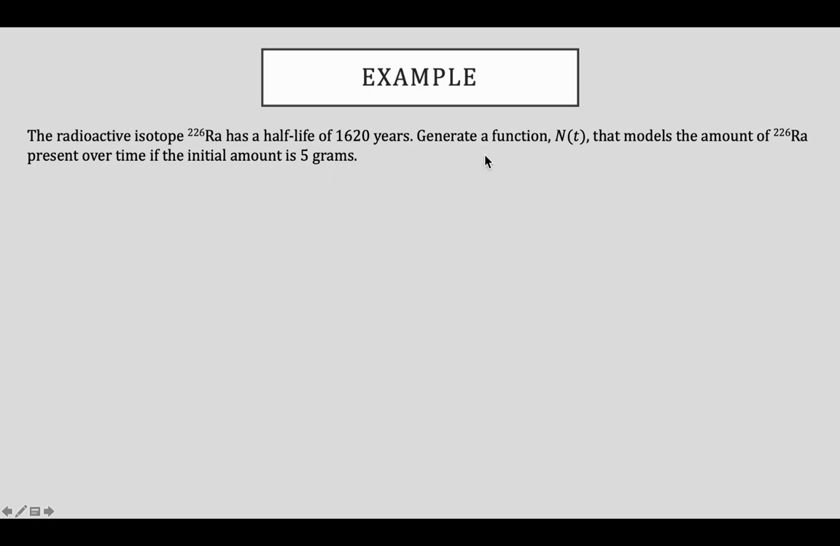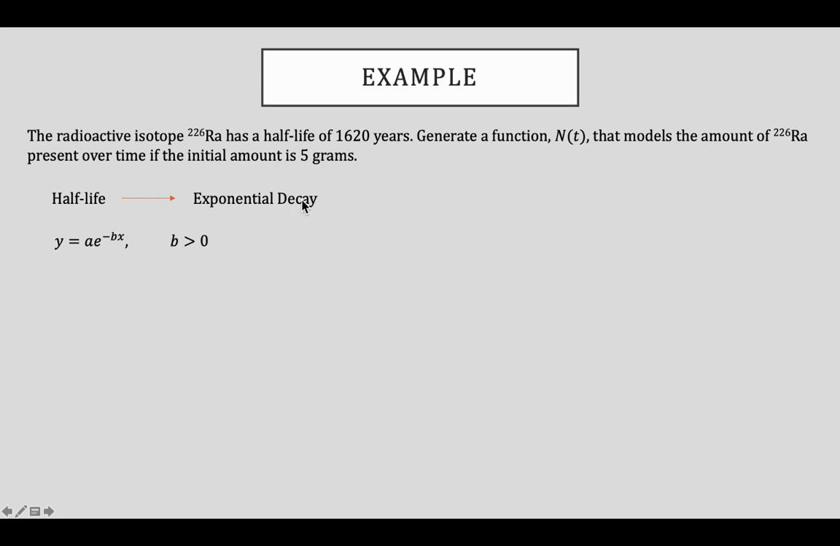5 grams. All right, so we're going to be dealing with half-life, which means exponential decay, which means we can use our general form for exponential decay, our exponential decay model. That would be y equals a e to the negative bx, where b is greater than or equal to 0.